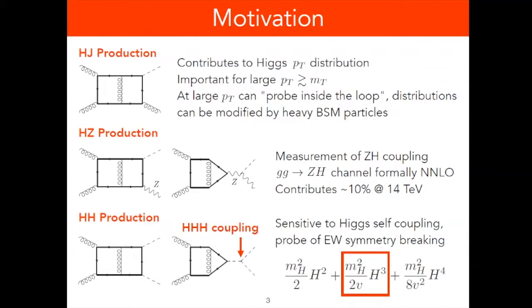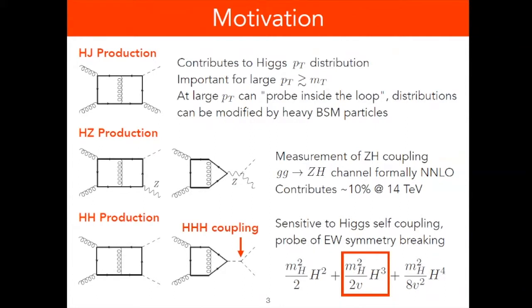And additionally, at high pT, we can begin to probe inside this loop. So we'll see that the distributions can be modified by heavy beyond standard model particles, and we can see bumps in those distributions. But we'll only really be able to discriminate this from the standard model if we know well what the standard model predicts.